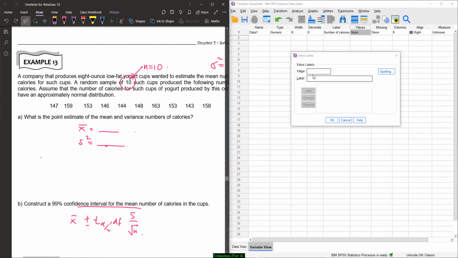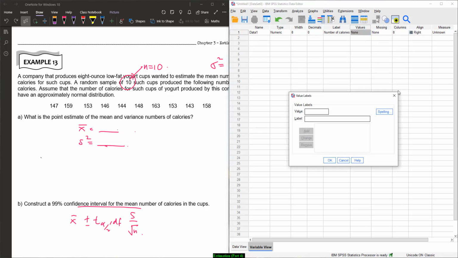So value ni kita biar kosong dulu sebab we don't have any missing value. Value ni hanya untuk categorical variable. Missing value is missing value lah. Value is for categorical variable. So since this is a numerical variable, we don't need to define any value label lah.